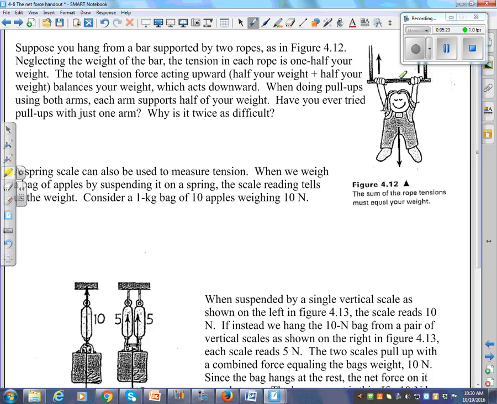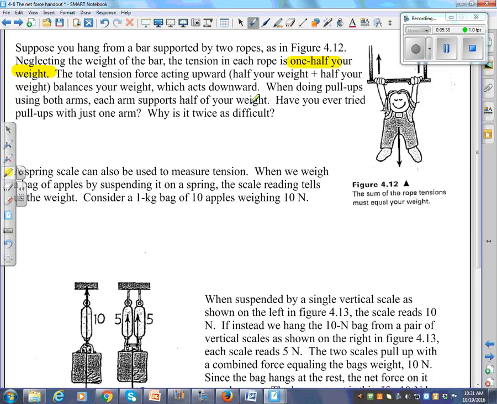Suppose you hang from a bar supported by two ropes, as in figure 4.12. Neglecting the weight of the bar, the tension in each rope is 1/2 your weight. The total tension force acting upward, half your weight plus half your weight, balances your weight, which acts downward. When doing pull-ups using both arms, each arm supports half your weight.